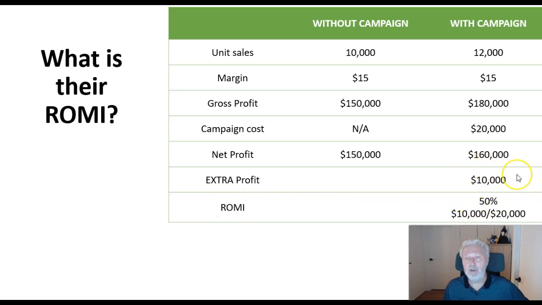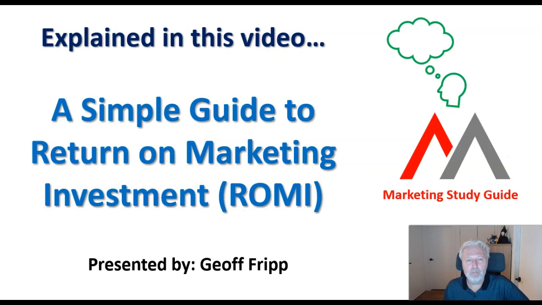That's the 10,000 extra profit. We don't take the 160. We were going to make 150, so it's only the extra component, the extra 10 that we made, and we divide it by 20, which is the campaign cost. So we spent 20, we made an extra 10. As you can see, with 30,000 ahead of where we want it to be, less the 20 gives us a 10,000 profit and a 50% return on marketing investment.